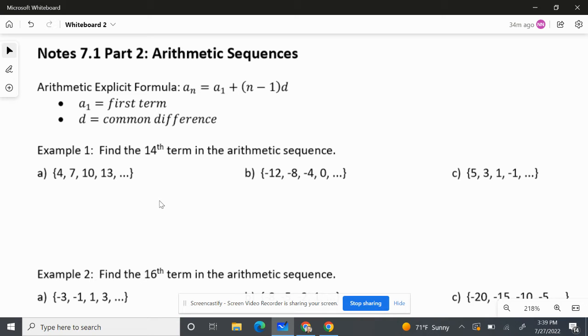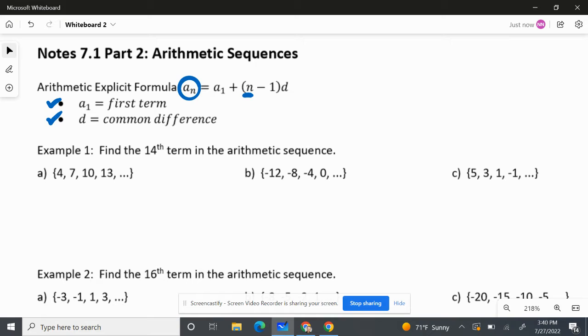What we're going to do is solve arithmetic sequences. We've talked about our first term, which is a sub 1. We've talked about our common difference, which is d. N is what term we're trying to find, and a sub n is the specific value of that term.